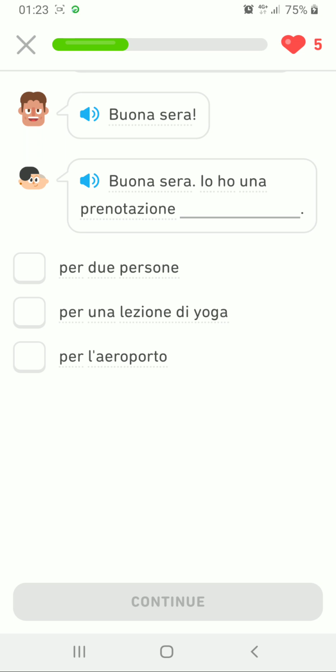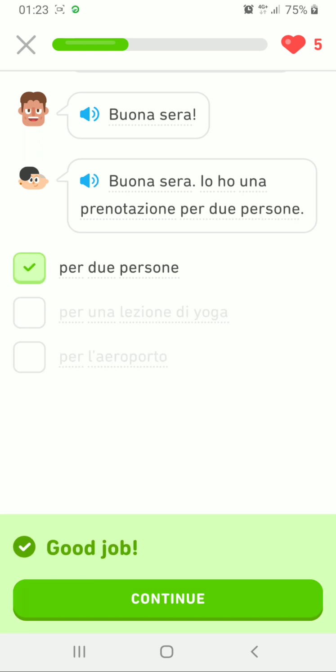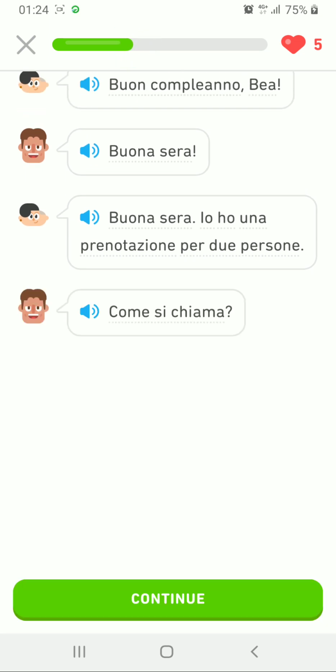So if you are going to a restaurant, per 2 persone, it's for 2 persons. So you're reserving a table, un tavolo, per 2 persone. Una prenotazione per 2 persone. And una persona, it's a person, two persons, due persone.